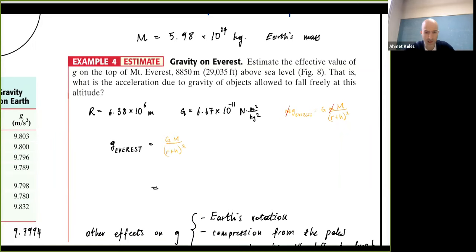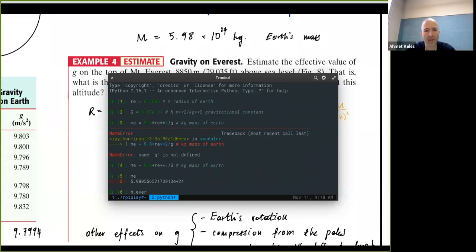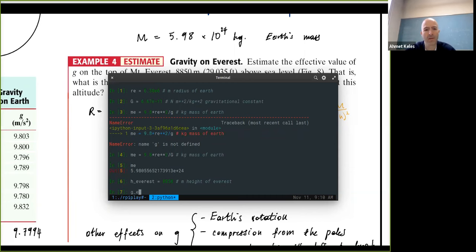Now we have all the numbers we need, so let's write this. Maybe I want to make it a little bit quicker. Can you guys see what I write in this Python interpreter? Hopefully you can. So h Everest is equal to 8850 meters, the height of Everest. Now g Everest is equal to G, which we already introduced on top, times M Earth, divided by R Earth plus h Everest, squared. This should give me the gravity on Everest.